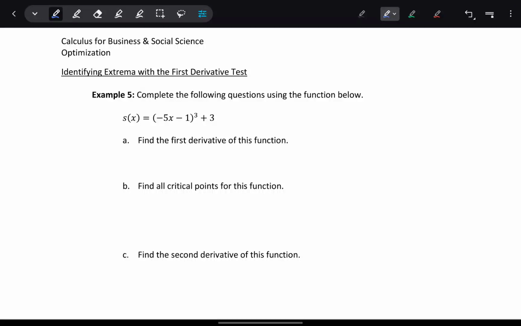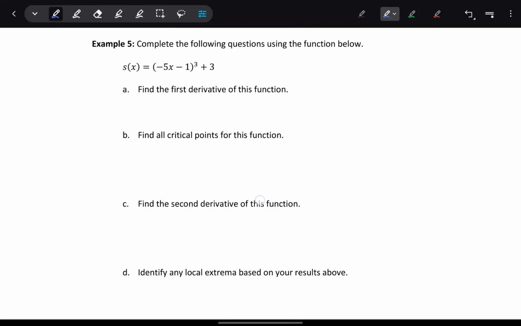The questions we're asked in the next two examples are identical to the previous two examples, but what will be different in these cases is that the second derivative test will fail, meaning we'll have to rely on the first derivative test to classify our points. And we'll see how that plays out.